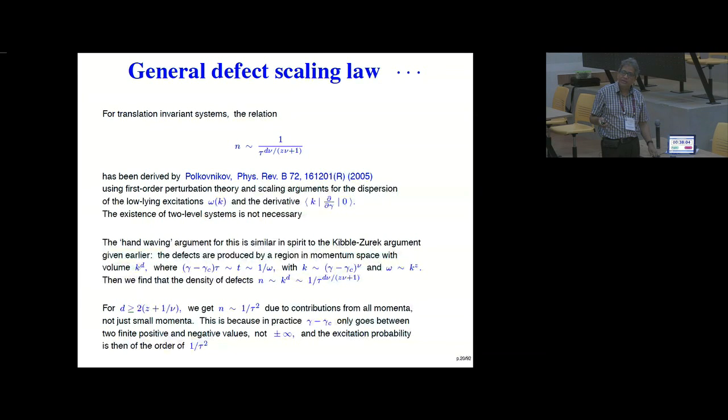So again, the defects are produced by a region in momentum space with this volume, k to the power d, where gamma minus gamma c is of order 1 over tau. So it's only produced when you are very close to the critical point. How close do you have to be to the critical point? You have to be in this range. It's very similar to the argument I gave earlier for the finite temperature transition. So I'm just going over this quickly.